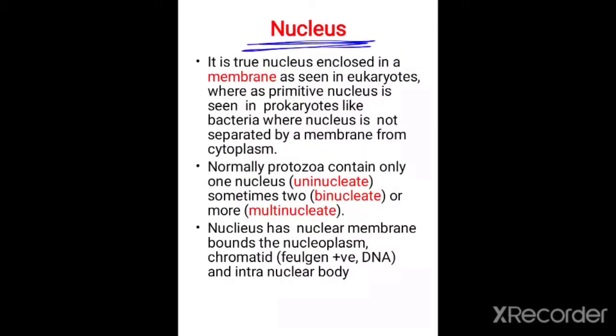Now, first let us discuss the nucleus. It is a true nucleus enclosed in a membrane, as seen in eukaryotes. But in prokaryotes there is a primitive nucleus which is not enclosed in a nuclear membrane. Normally, protozoa contain only one nucleus, that is uninucleate, sometimes binucleate or more, multinucleate. The nucleus has a nuclear membrane which bounds the nucleoplasm, chromatin and intranuclear body.